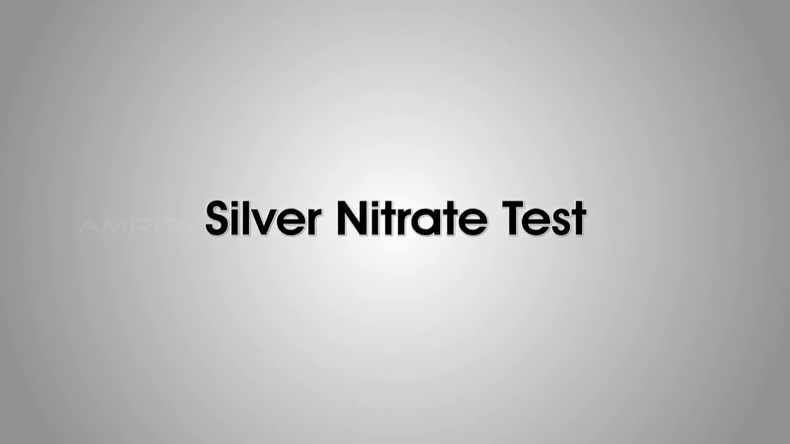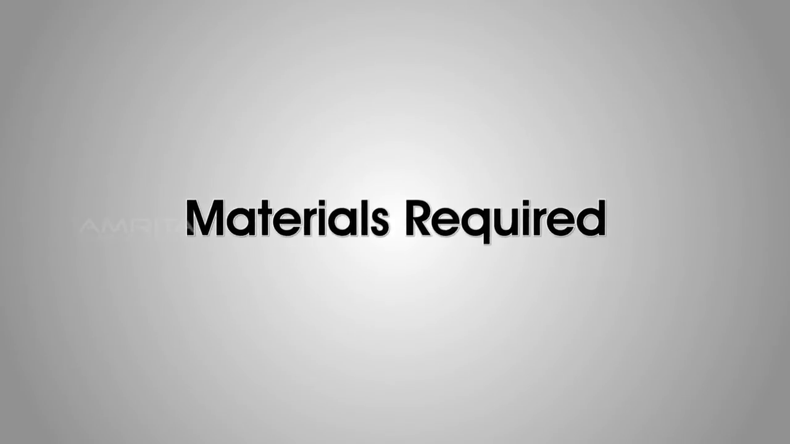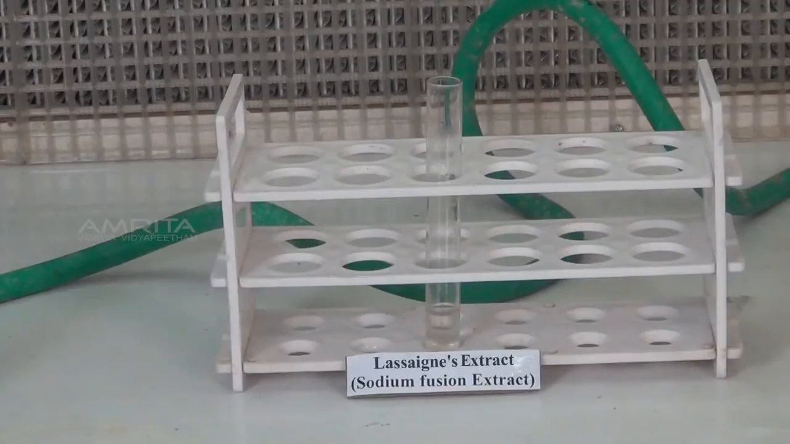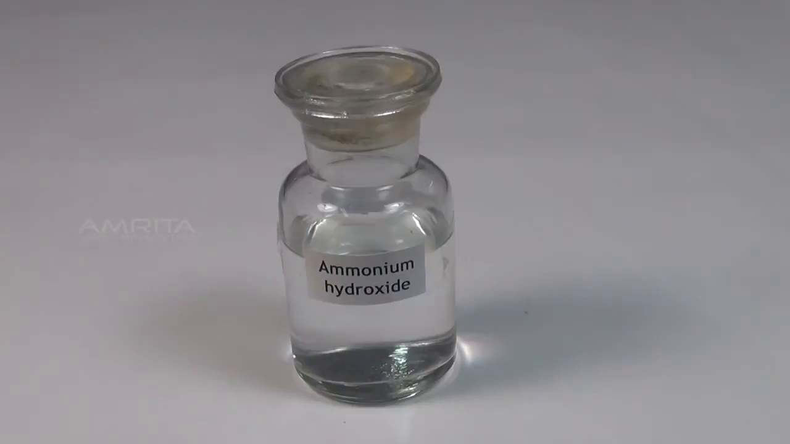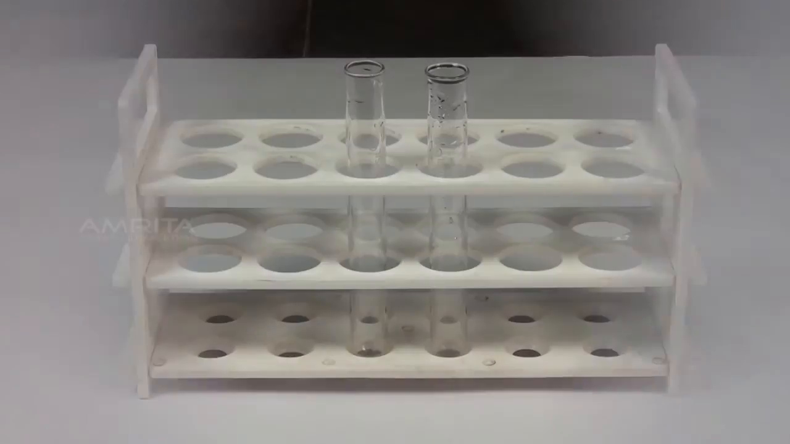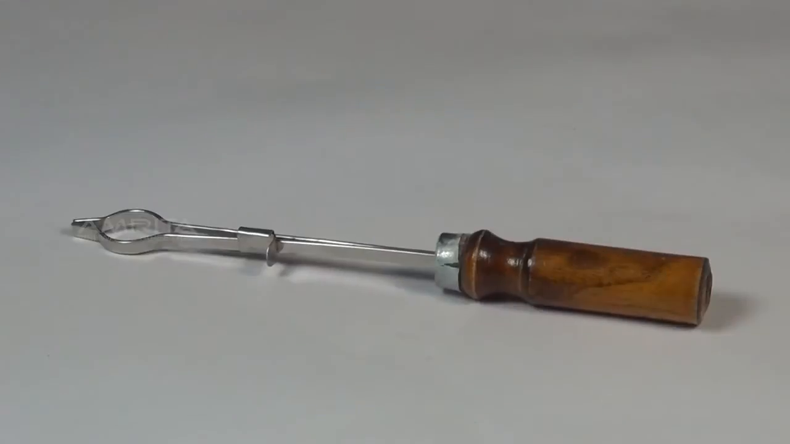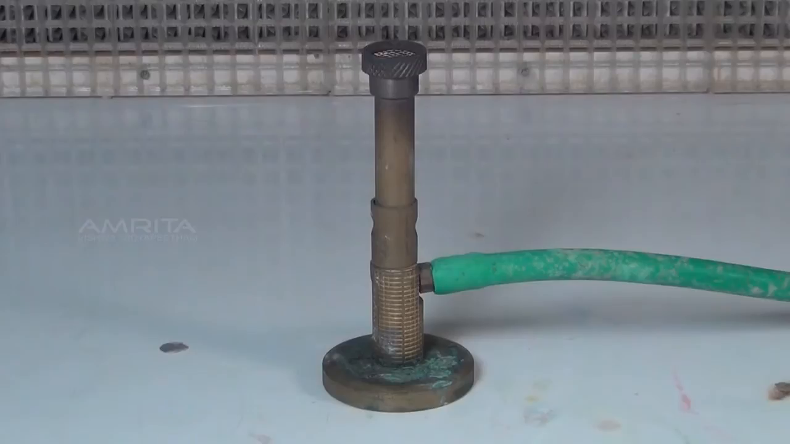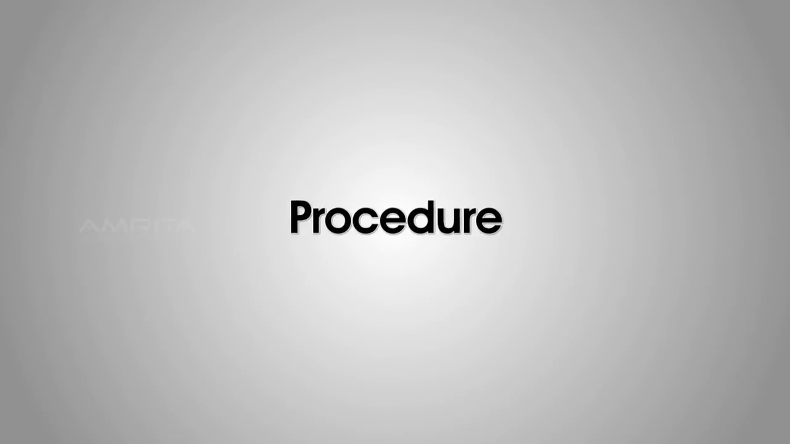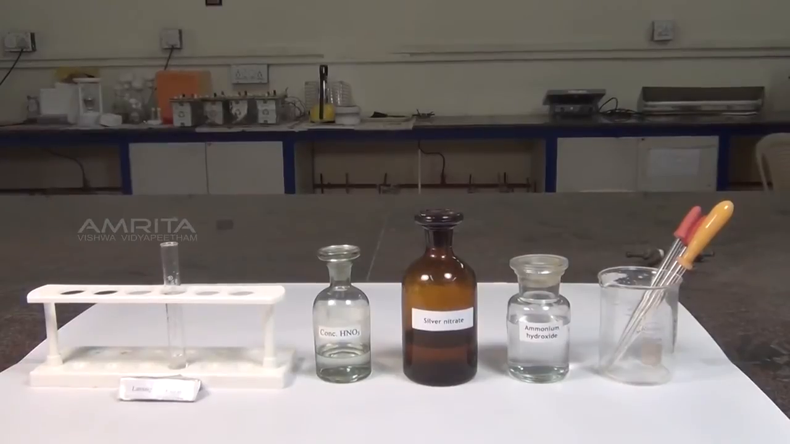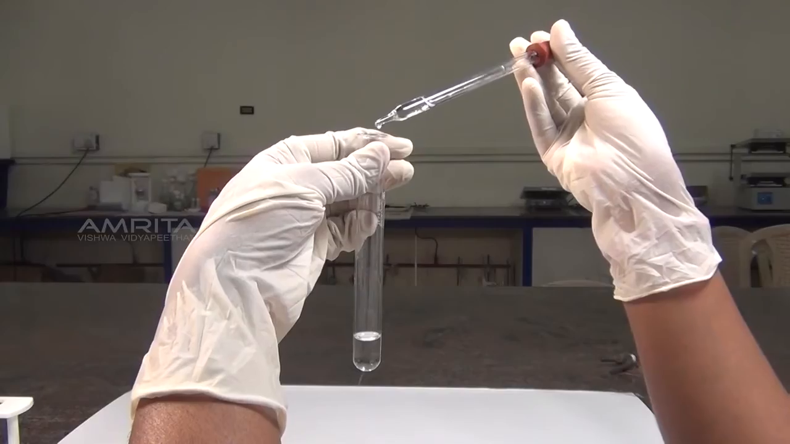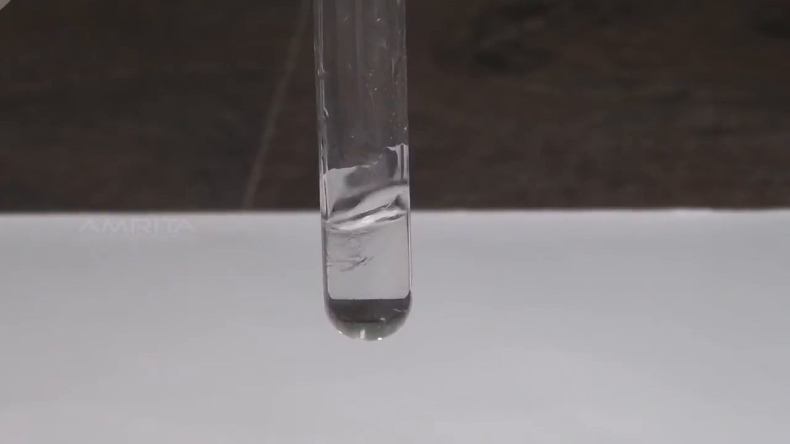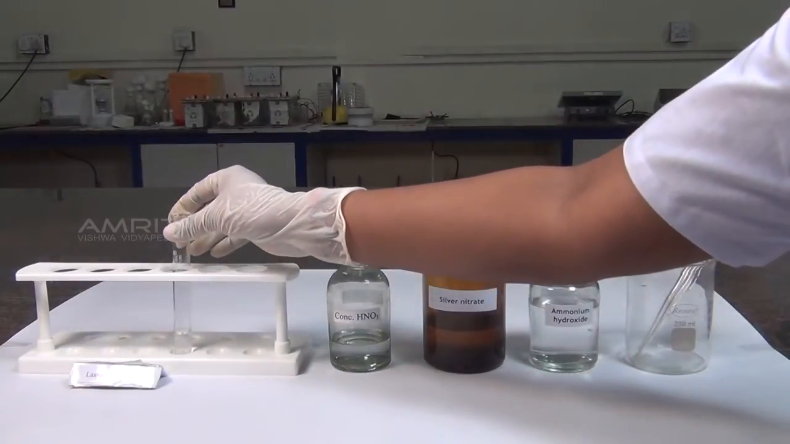Silver nitrate test. Materials required: Lassaigne's extract, concentrated nitric acid, silver nitrate solution, ammonium hydroxide solution, test tube, droppers, test tube holder, and Bunsen burner. Procedure: Take a small portion of Lassaigne's extract in a test tube. To this, add a small amount of concentrated nitric acid using a dropper. Boil the contents of the test tube over a Bunsen burner and cool.